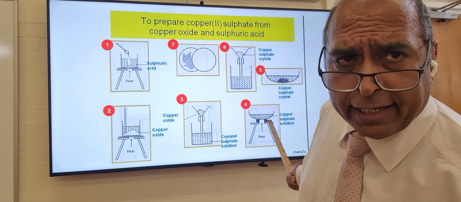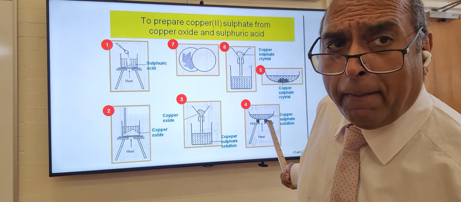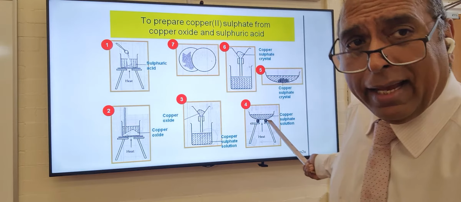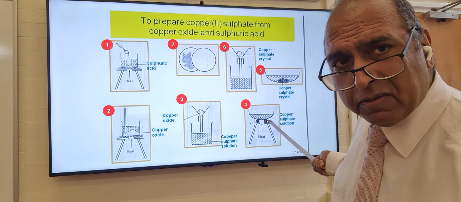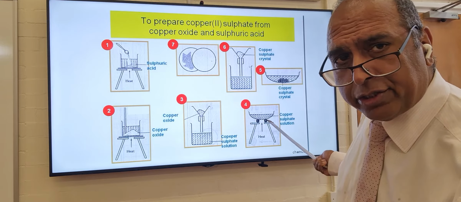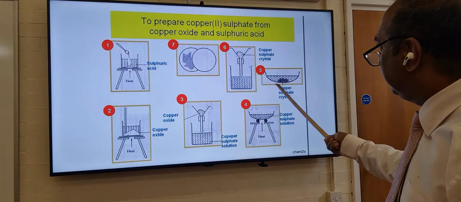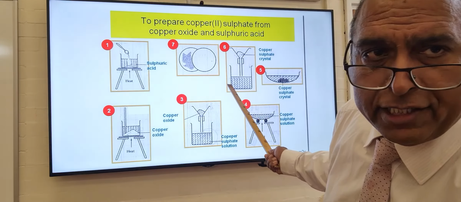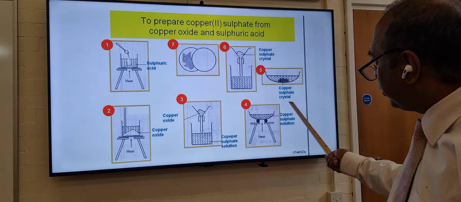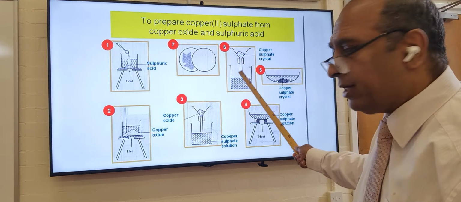And normally, as I say, my instruction to a class is boil till you've got about half the volume, and it will then look pretty deep blue. When it looks deep blue, crystals are starting to form. Then you stop heating. Then you leave it for days. That is leaving it for days. Copper sulfate crystals form. After days, you filter again.